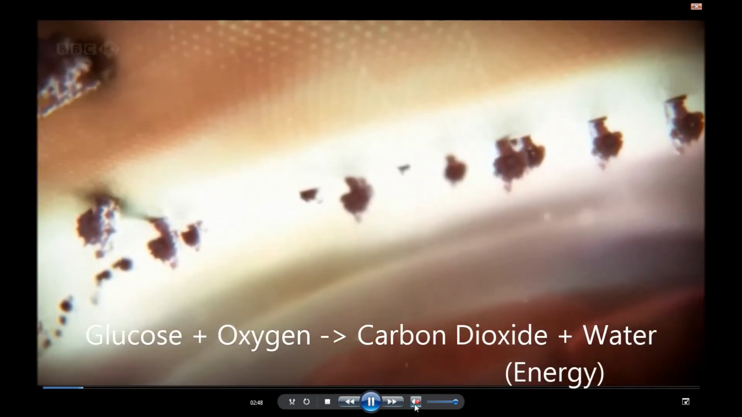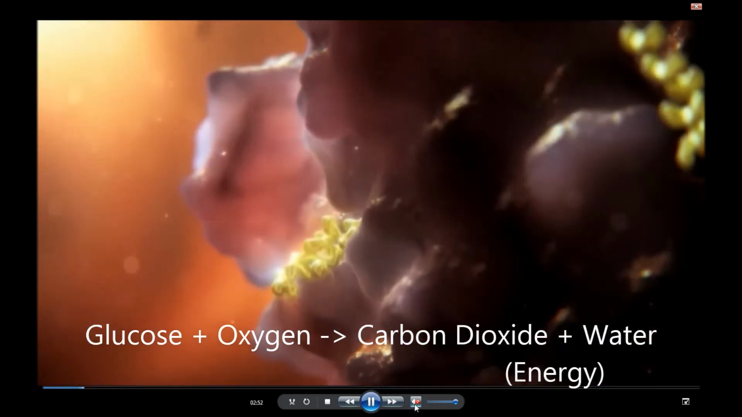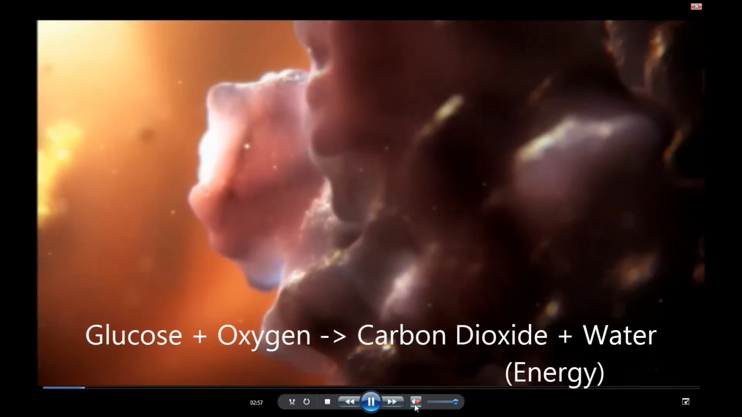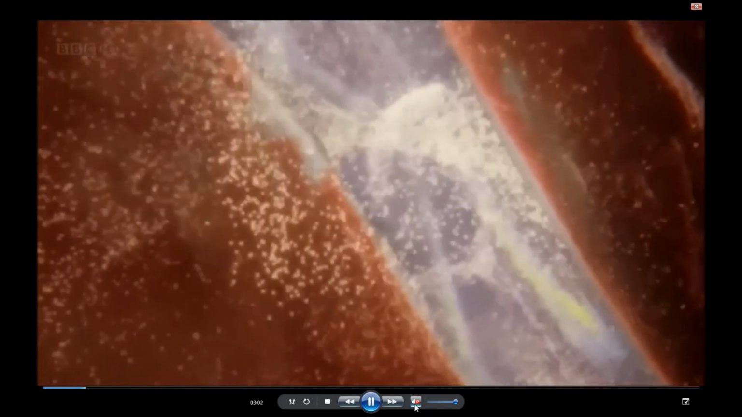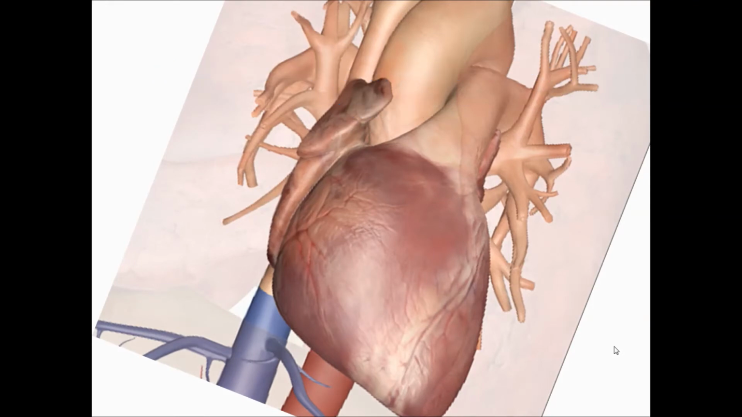Here, these protein turbines use the reactants of respiration to charge up chemical batteries that go on to power cell function. These golden molecules are the energy that's usually written in brackets in the respiration equation. The cell is hungry for this energy, and as you can see, the entire cell is flooded with these molecules. How does the heart use this energy? Well, it's used to power the contraction of muscle cells.